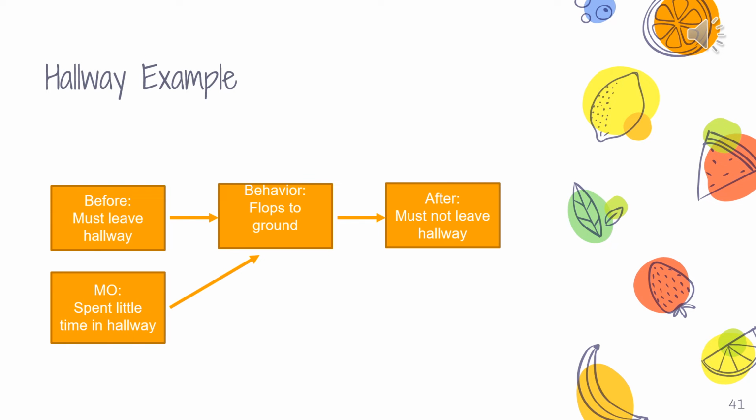Here we see the MO and effect of having spent only a little bit of time in the hallway. The child must leave the hallway, but if they flop to the ground, they must not leave the hallway, which with the MO and effect is going to increase that response because the after condition of not having to leave the hallway has become more effective. However, if we switch the MO by modifying it and satiating the child on spending time in the hallway, it will then decrease the effect of the escape condition, and it will decrease the response of flopping to the ground.